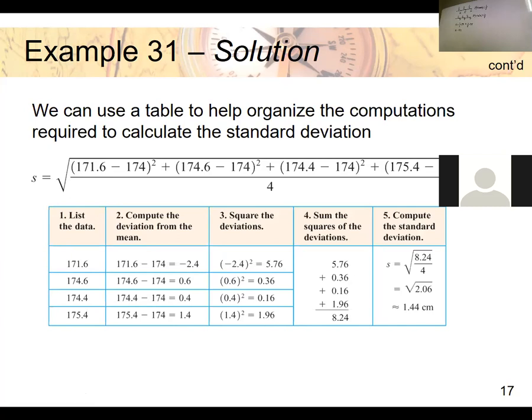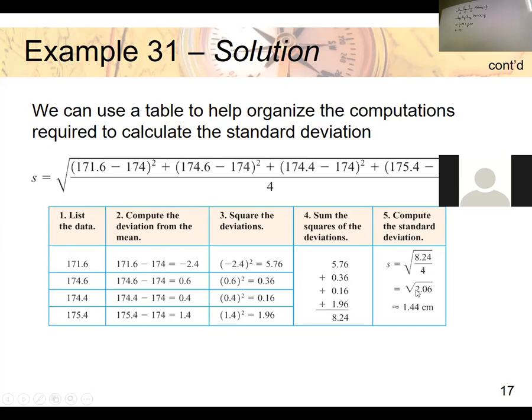And then step number 4 is to sum the squares of the deviations. That means we add the squares of the deviations together to get 8.24. And then finally, we compute the standard deviation. That 8.24 will be divided by 4, because in that formula, it does have the 4 underneath it.